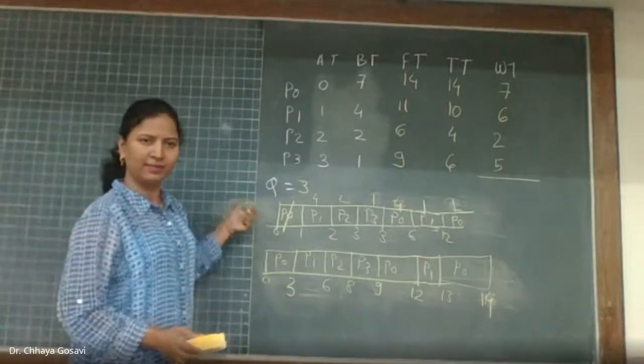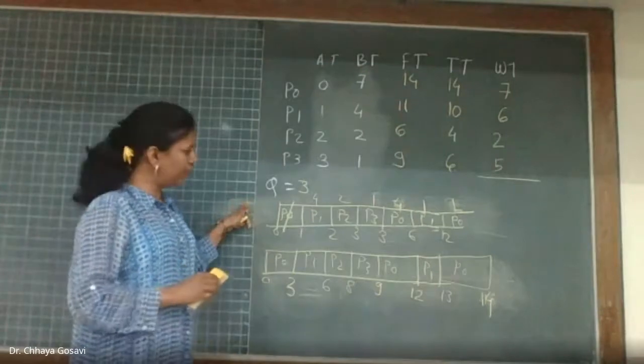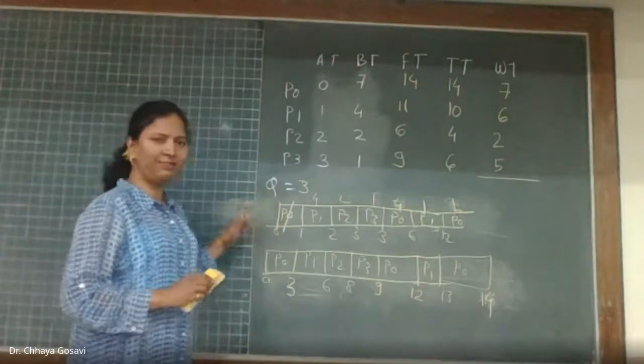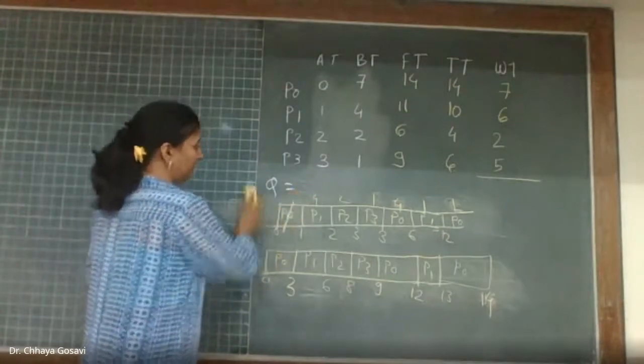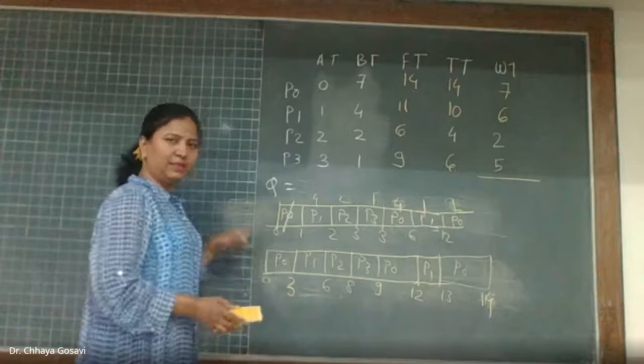Okay. So if the quantum is large, it will act as first come first serve. If you take quantum 4, you'll get the same result.